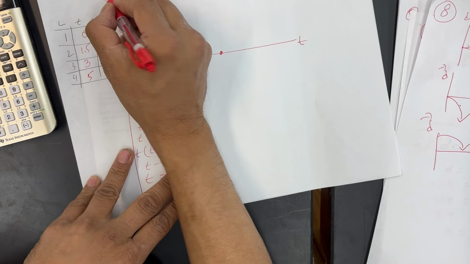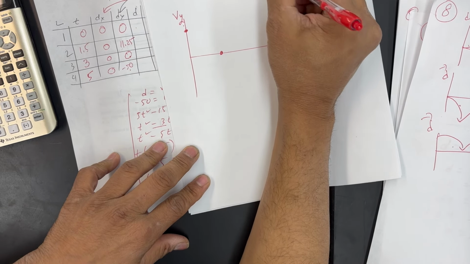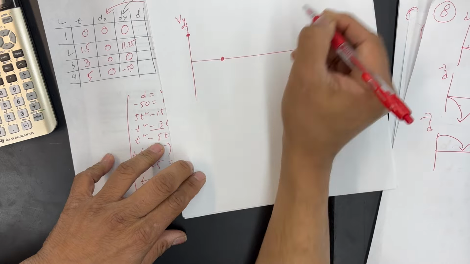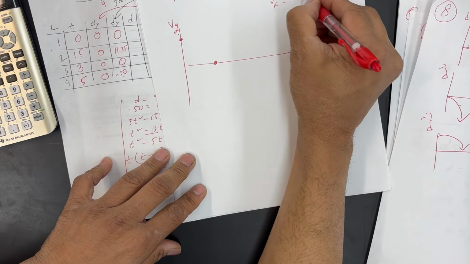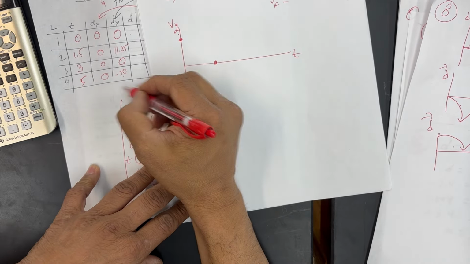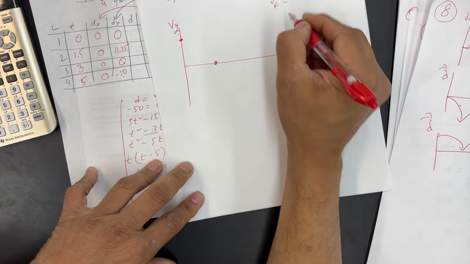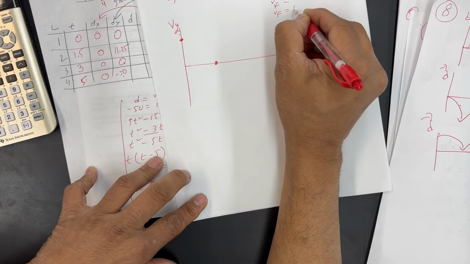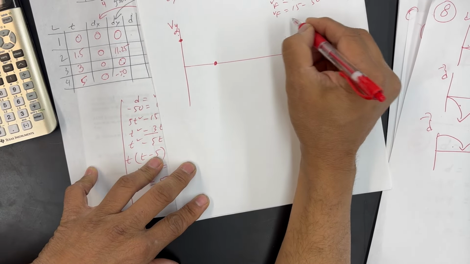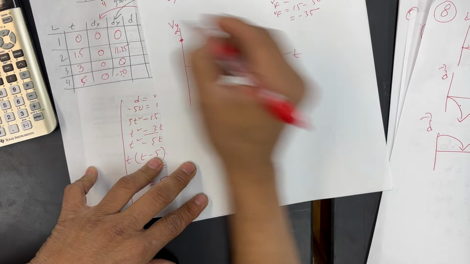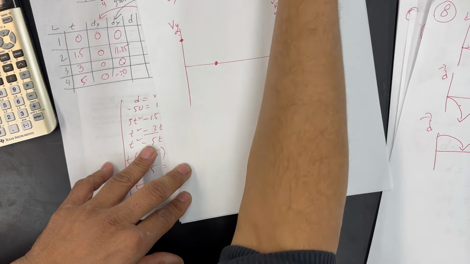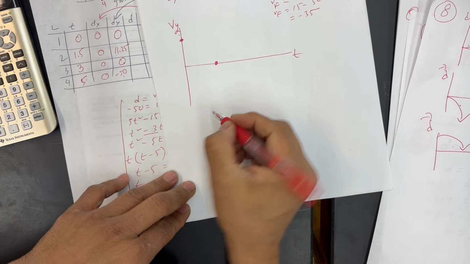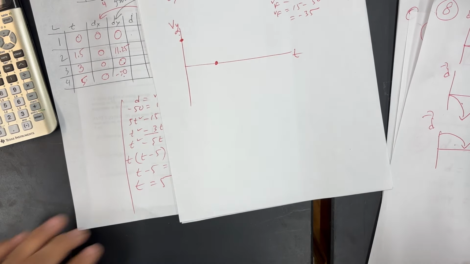So let's find the velocity over here. Velocity over here is Vf is equal to Vi plus At. So Vi is 15 minus 10, t is 5. So Vf is equal to 15 minus 50. So this is negative 35. So velocity over here is negative 35. Impact velocity is negative 35. Okay. So now I'm going to draw a line like this. I'm going to use the ruler.